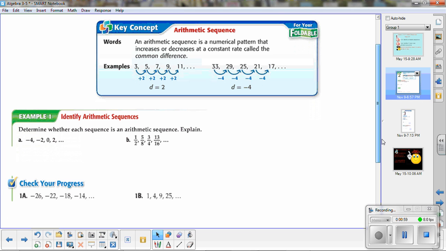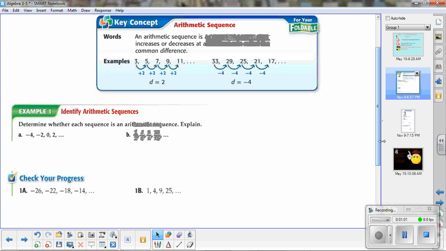In the first example, you're going to be just looking to see if it's an arithmetic sequence. And if it is, you're going to explain by giving the common difference. Or if it's not, you will show that it's not because it doesn't have a common difference.